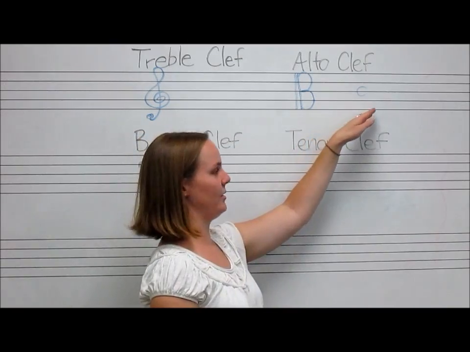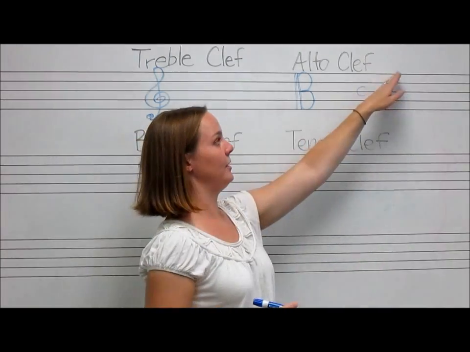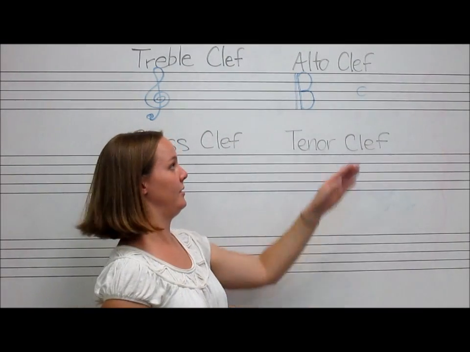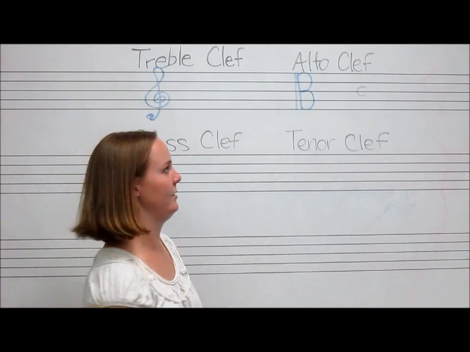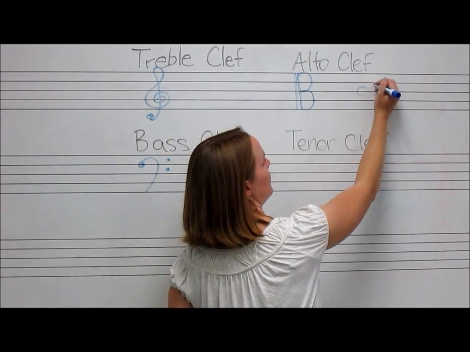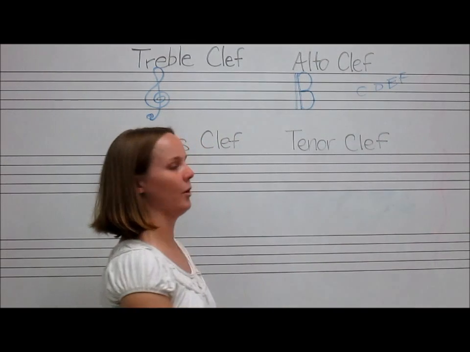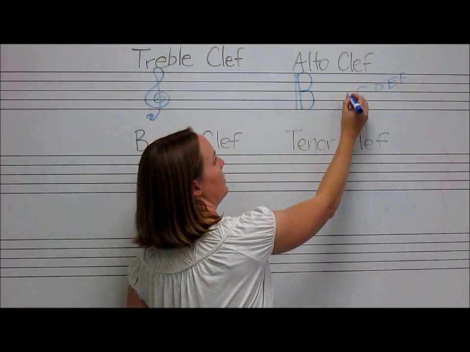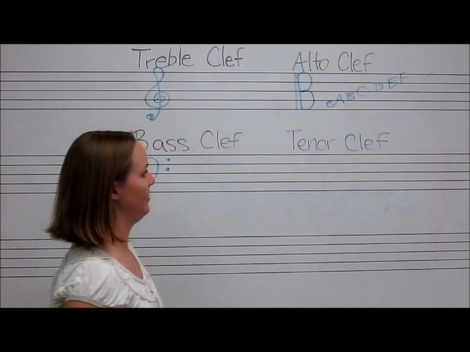So you can do the same thing we did for treble and bass clef, and think up alphabetically to figure out the rest of the note names, and down reverse alphabetically to figure out the note names below middle C. So you have C, D, E, F, and so on and so forth. And then below that you have B, A, G, and so on.